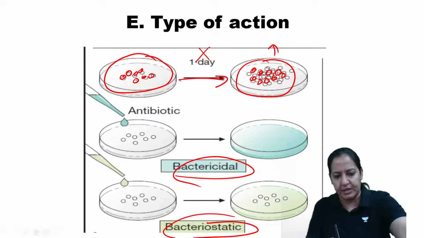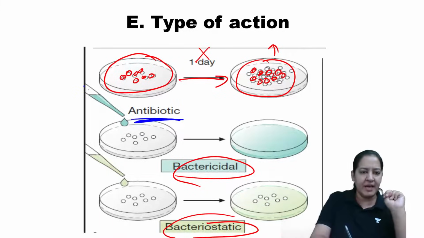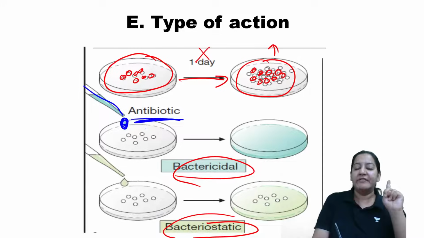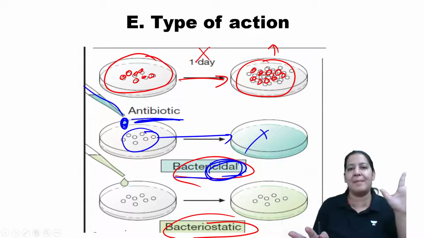So we are giving antibiotics to the patient. That's why we are giving antibiotics. So antibiotics are of two types. Can you see here I'm putting the antibiotic on this growth plate. If there is an antibiotic that kills all the bacteria, so none of the bacteria is present, such an antibiotic is bactericidal. The word cidal means killing. It is killing all the existing bacteria.